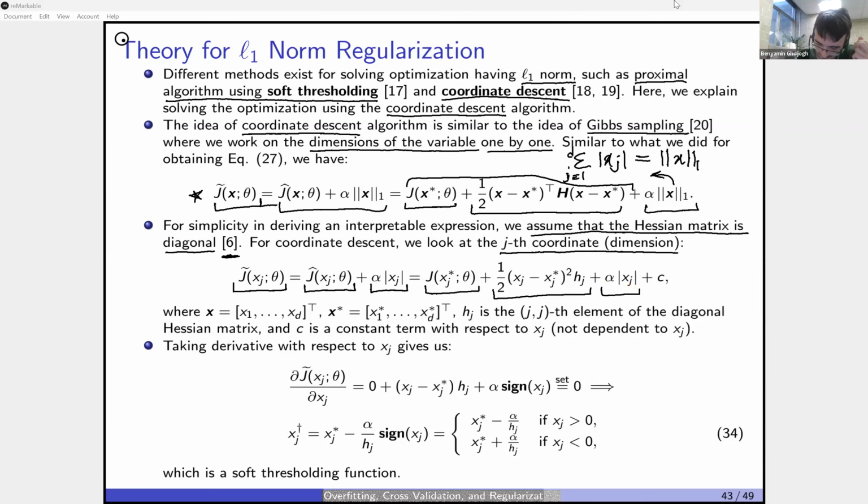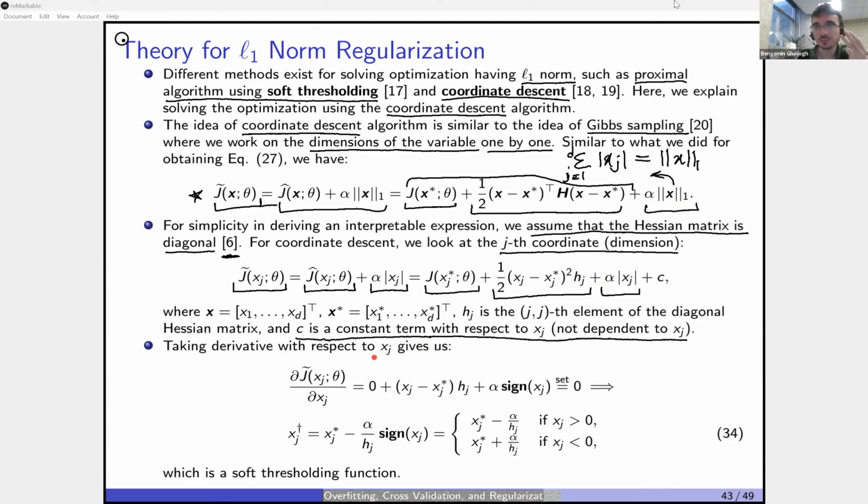Yes. No, here it says C is a constant term with respect to xj, not dependent on xj. Yeah, it's a constant. We don't care. I think it can be seen as the rest of the terms that we ignore. That's fine. Okay.